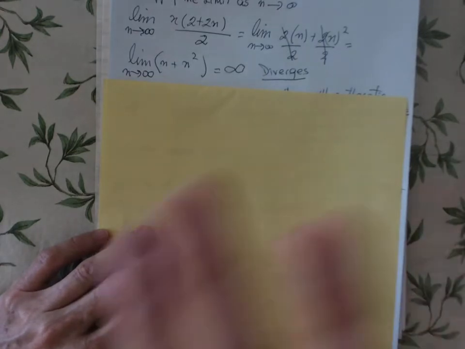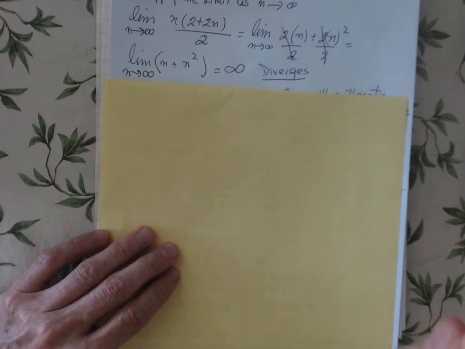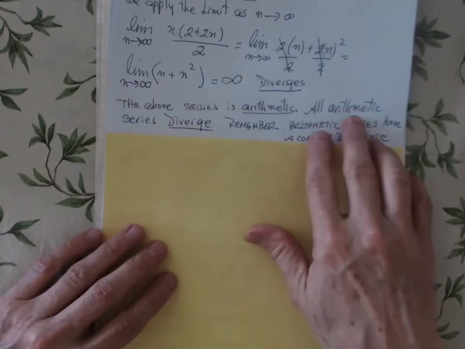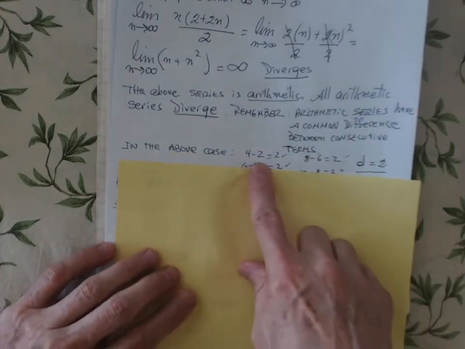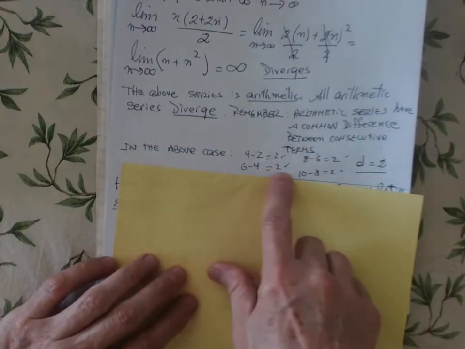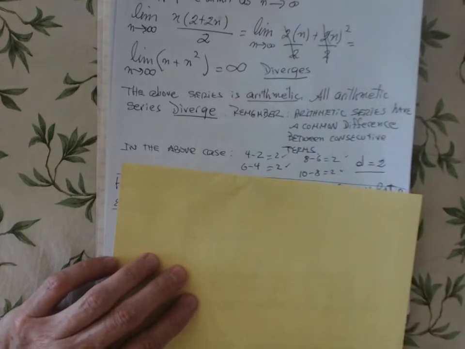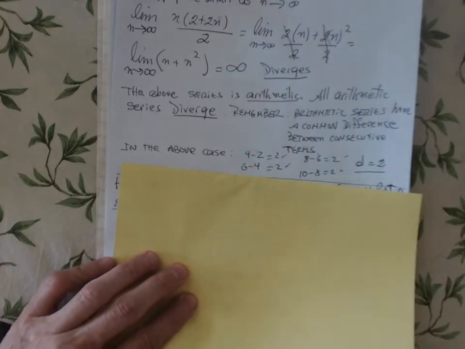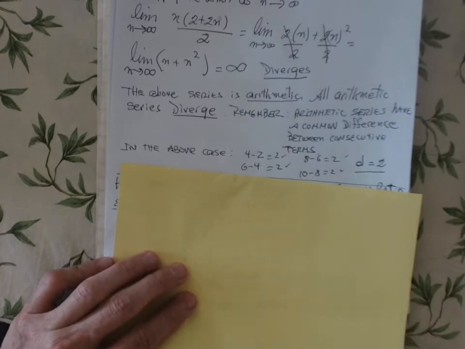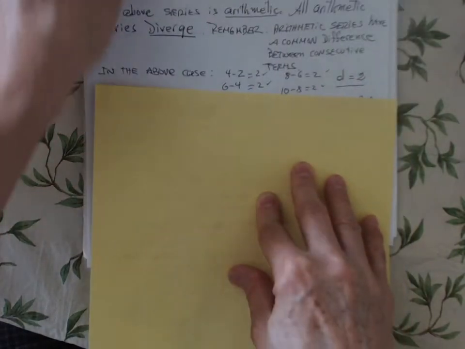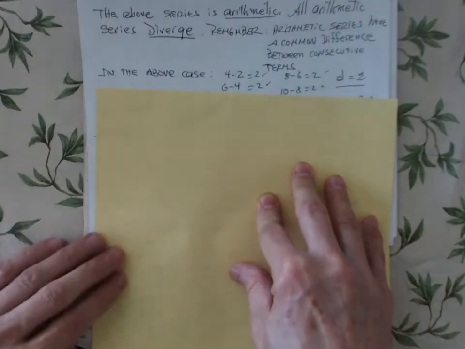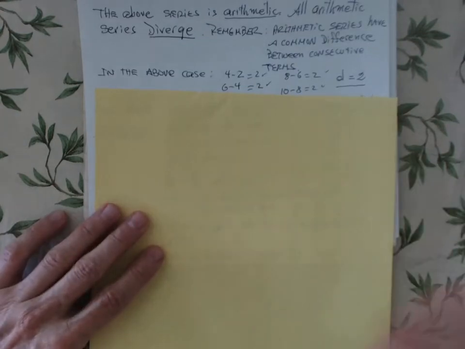It turns out that this particular series, and all series that are arithmetic, always diverge because you keep adding and adding and adding. Remember, arithmetic series have a common difference. In other words, 4 minus 2 is 2, 6 minus 4 is 2, it's a common difference. So you keep adding a common term, 2 to 2, and it becomes bigger and bigger. It diverges.